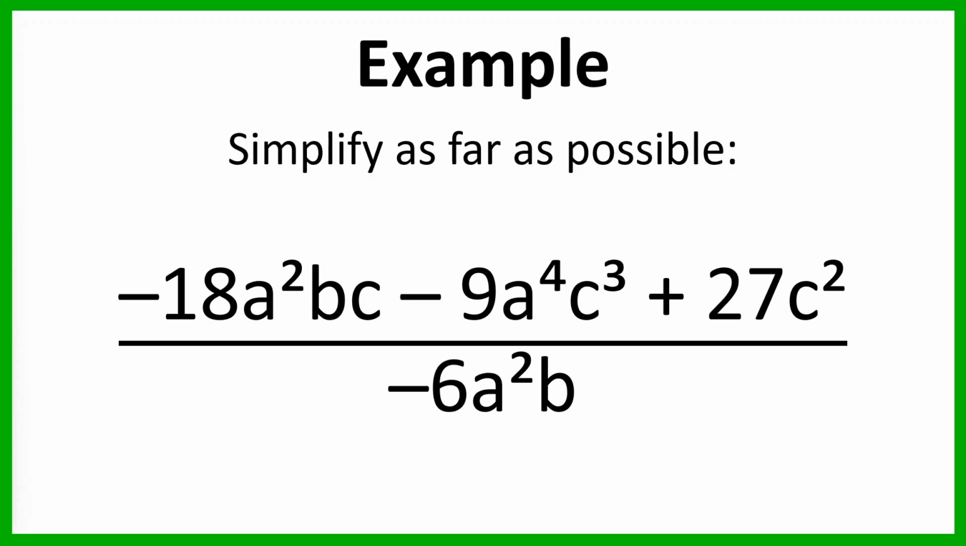In this example, we have to simplify the fraction where we've been given negative 18a squared bc minus 9a to the power of 4c cubed plus 27c to the power of 2 all over negative 6a squared b. Okay, so let's have a look at how we would simplify this expression.